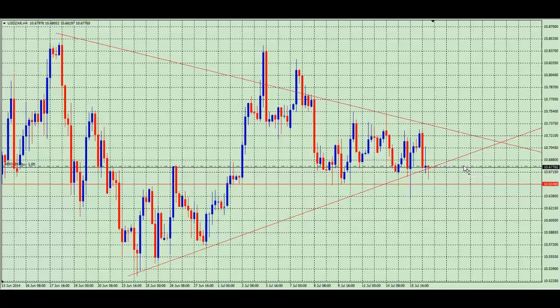The one thing I like about MT4 is you can just grab it and drag it. So there you go. So we put our stop just below this previous low, and we see how this trade pans out.